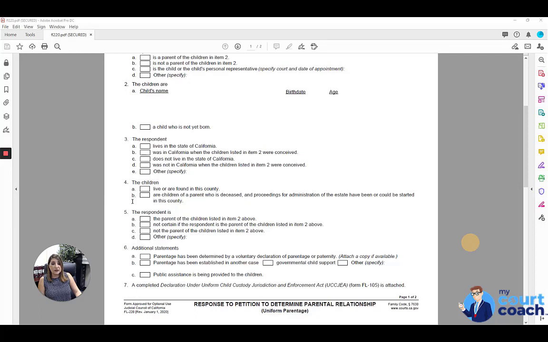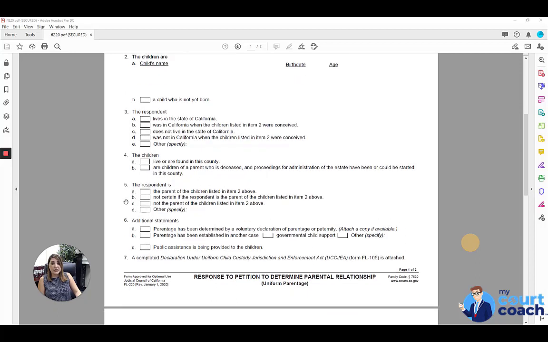If the children are the children of a parent who is deceased and proceedings for administration of the estate have been or could have been started in this county, mark 4B. Next, as the respondent, you want to state whether or not you are the parent of the children that are listed in item 2 above. If you do believe yourself to be the parent of the children listed in item 2 above, mark 5A.